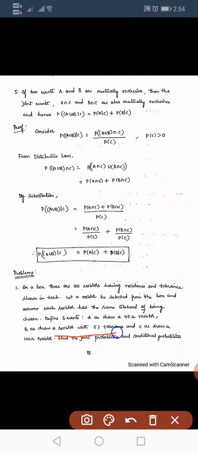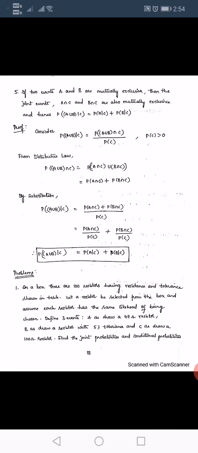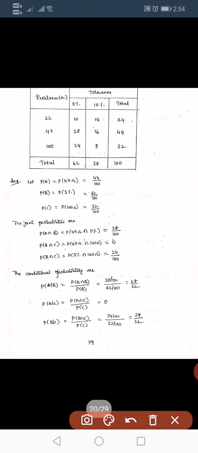Next, event B is drawing a resistor with 5% tolerance. That is event B. So the resistors are here, 5% tolerance. How many resistors are there? 62 out of 100. So the probability of event B is 62 by 100.